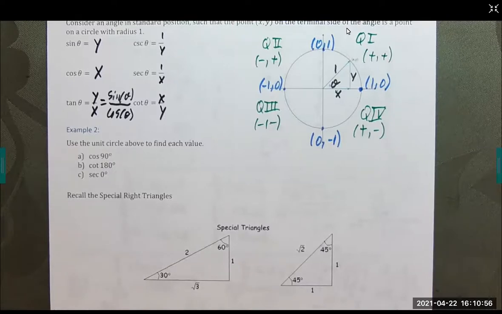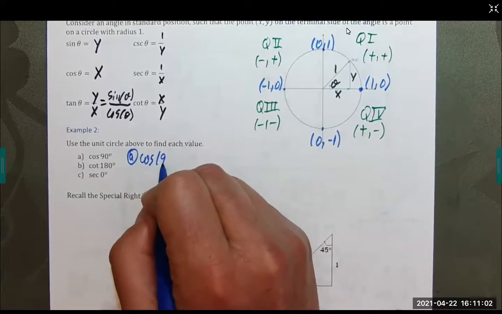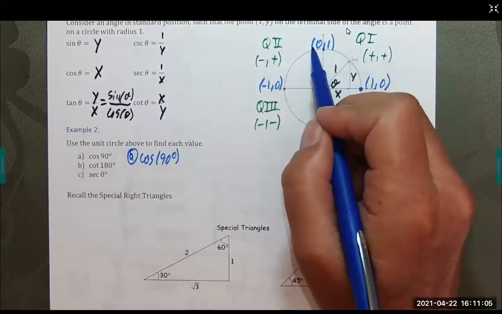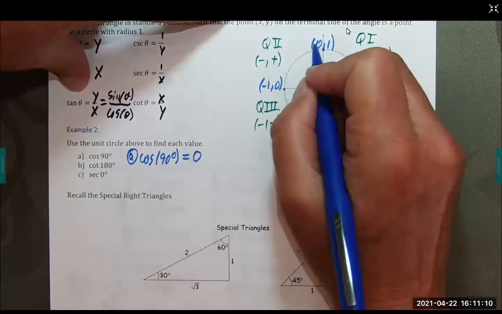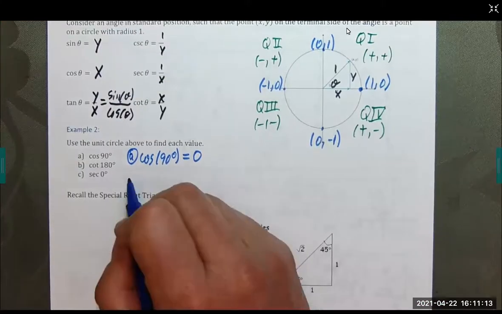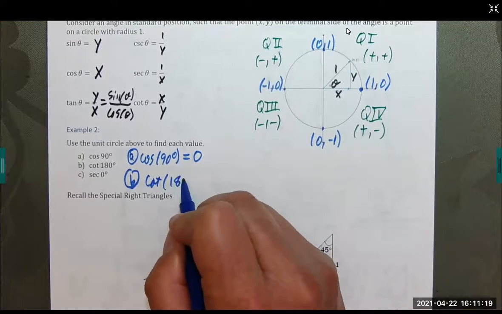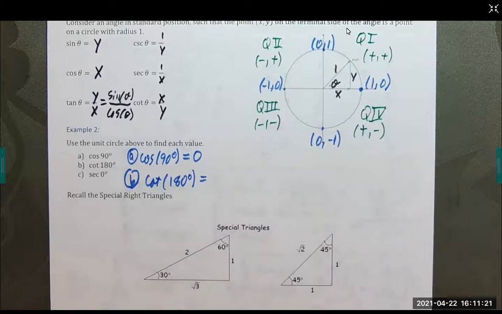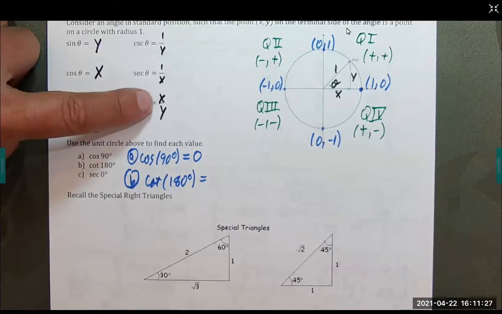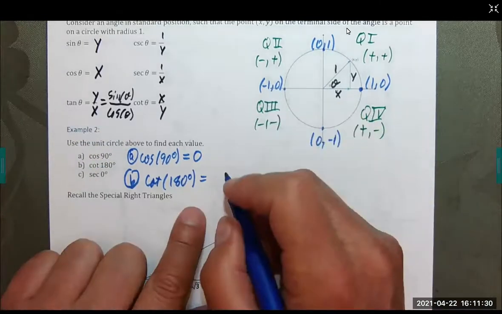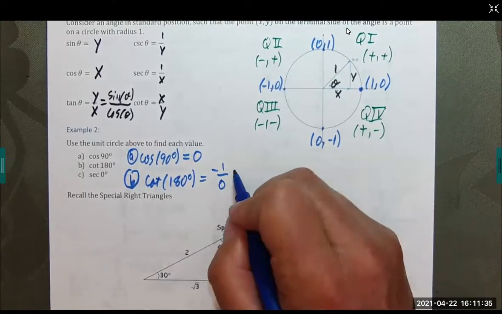So now, the cosine of 90 degrees, so part A. Well, up here is 90 degrees, and remember cosine is x. So what's the cosine of 90 degrees? 0. Part B, cotangent of 180 degrees. 180 is back here at this point, and cotangent is x over y. So here we have x, which is -1, over y, which is 0. Ooh, not good. We actually say that this is now undefined.